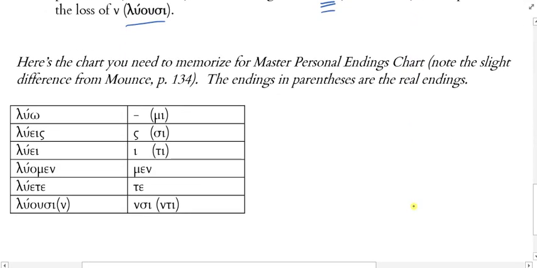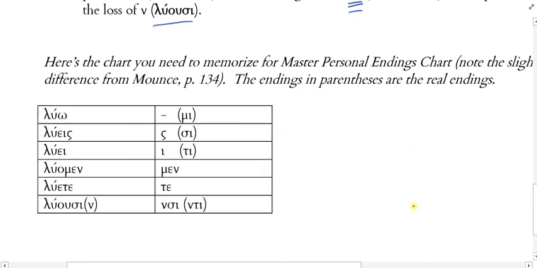Let me then have you repeat after me, and we'll read over these forms together. All right, everybody. Luo, I loose. Lueis, you loose. Lue, he, she, or it looses. Luomen, we loose. Lueite, y'all loose. And luousin is they loose.